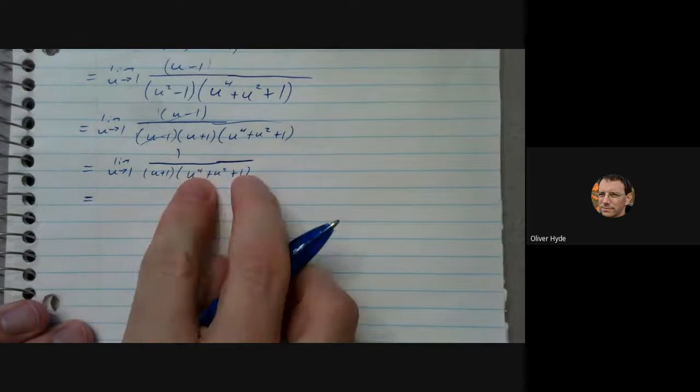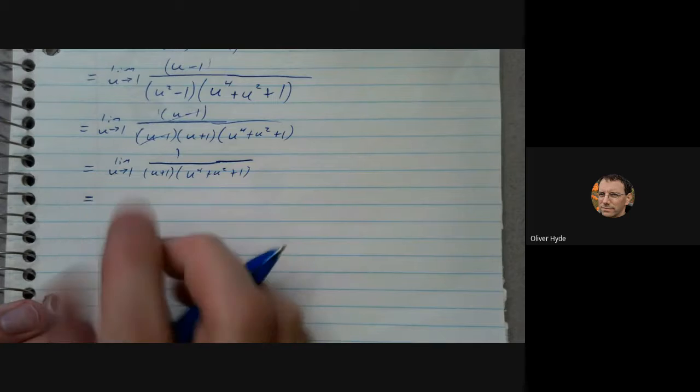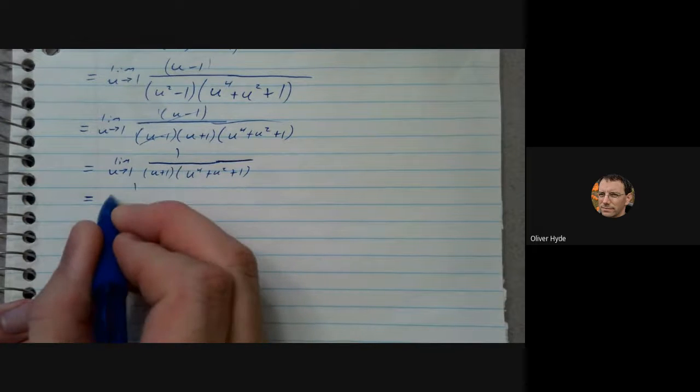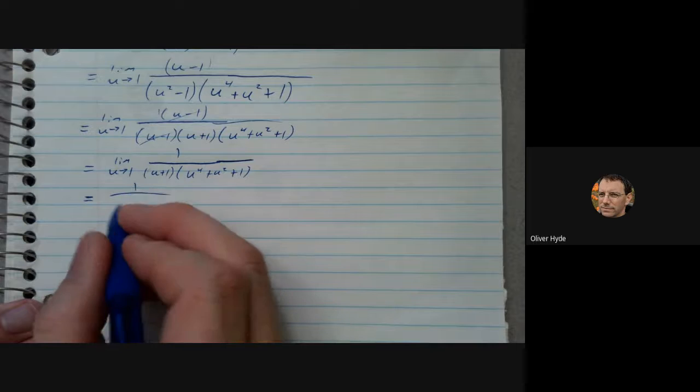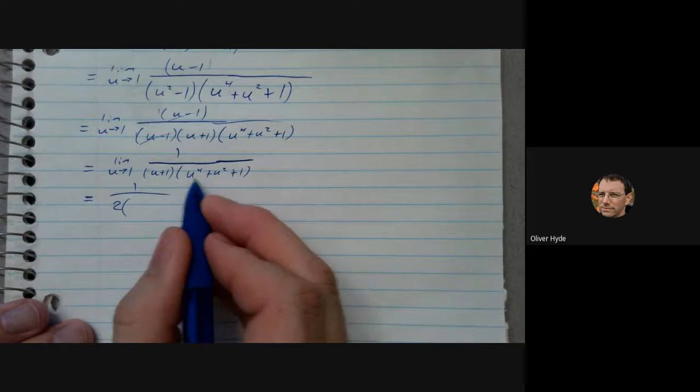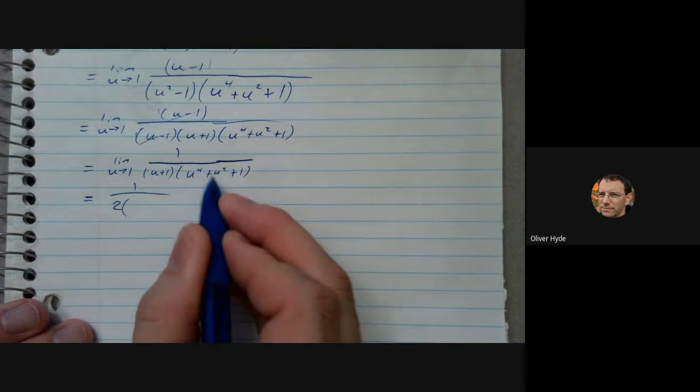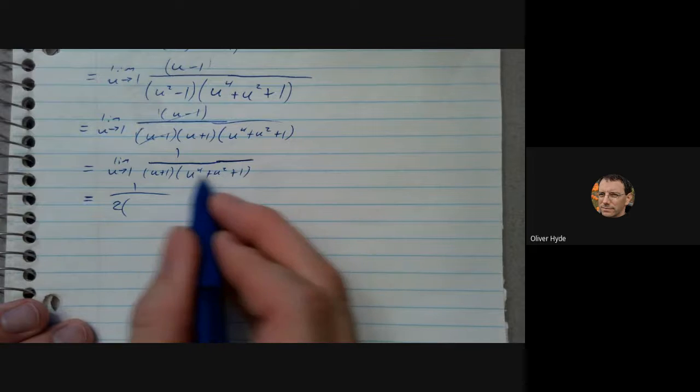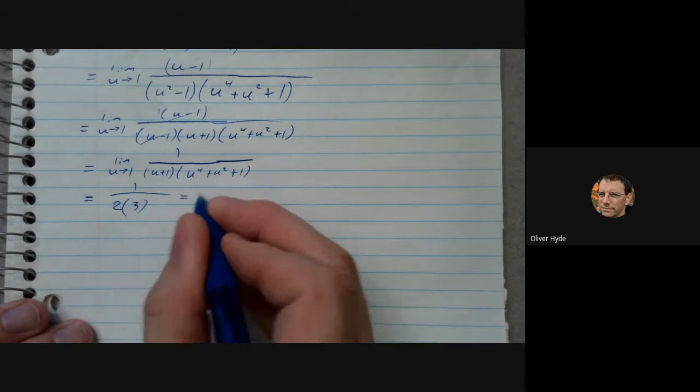Now we're in a determinate form. We are saying what happens as u gets close to 1. This stays constant at 1. This gets close to 1. That gets close to 2. This gets close to 1. That gets close to 1. So this gets close to 3. So the entire quotient will converge on 1/6. So the value of the limit is 1/6.